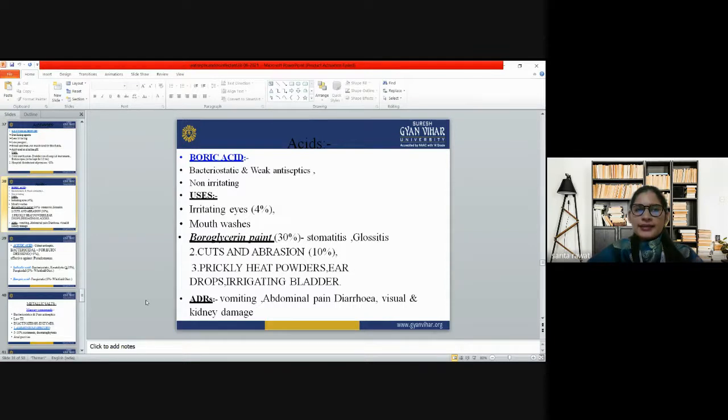Now we have acids, and among them boric acid. Boric acid has a bacteriostatic and weak antiseptic action. It is non-irritating, though it is irritating to the eye at 4%. It is used in mouthwashes, and boroglycerine paint is used at 30% for stomatitis, glossitis, cuts and abrasions, and in prickly heat powders, eardrops, and irrigating bladders. So these are the uses of boric acid. When we talk about the ADRs of boric acid, they include vomiting, abdominal pain, diarrhea, and visual and kidney damage.